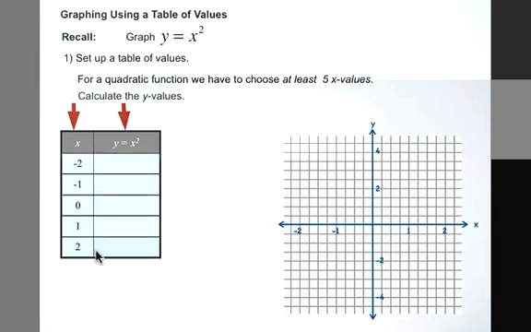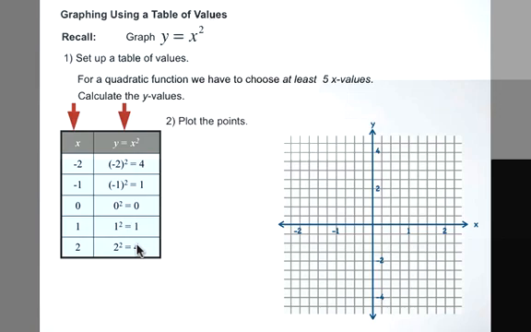We'll now calculate the y values. So -2 squared is 4, -1 squared is 1, 0 squared is 0, 1 squared is 1, and 2 squared is 4. So when x is -2, y is 4. When x is -1, y is 1. When x is 0, y is 0. When x is 1, y is 1, and when x is 2, y is 4.